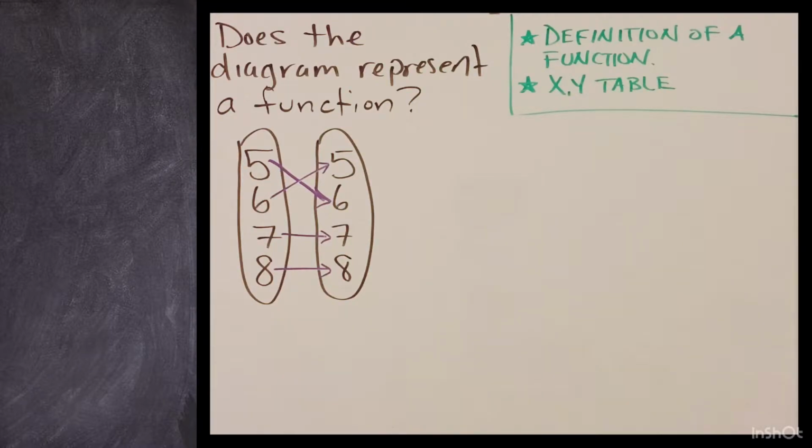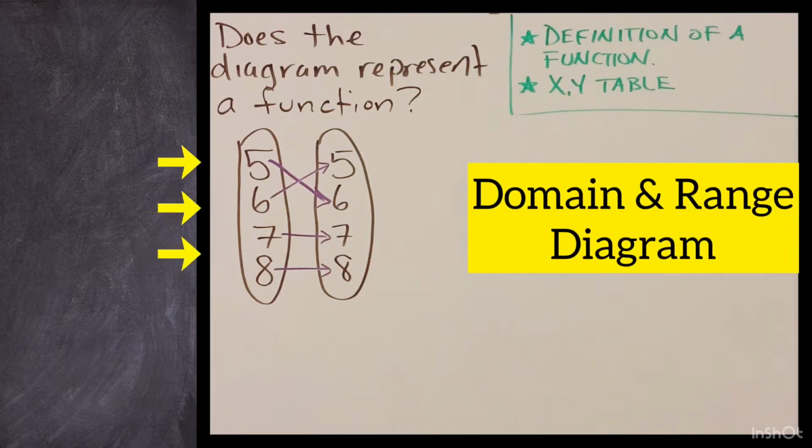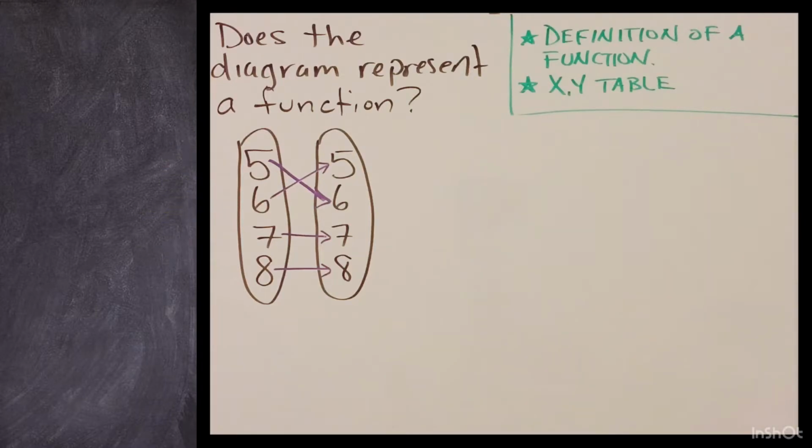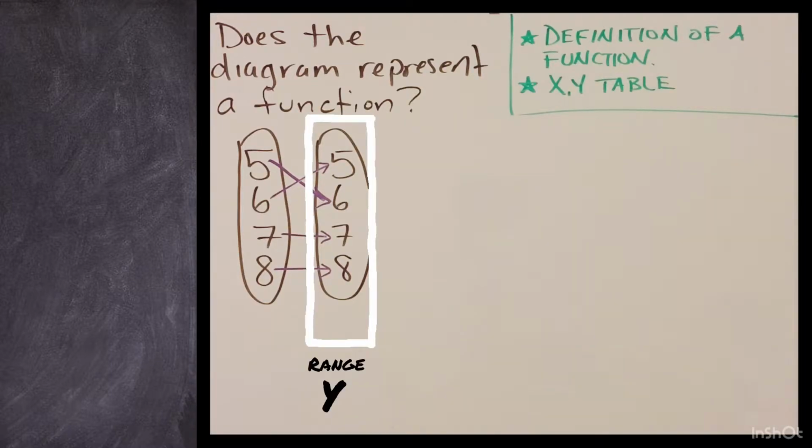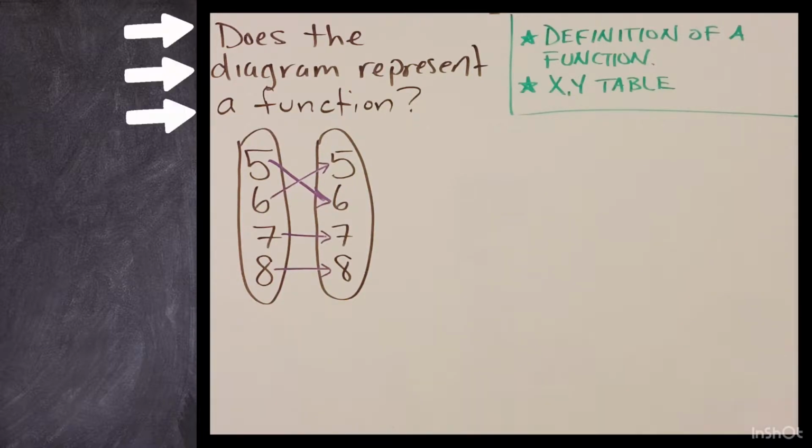So this is just another video in the basic function series. And what you're looking at is a domain and range diagram. The left column of the diagram shows the domain, which are all the x values. And the right side of the diagram shows the range, which are all the y values. And your question is, does the diagram represent a function?